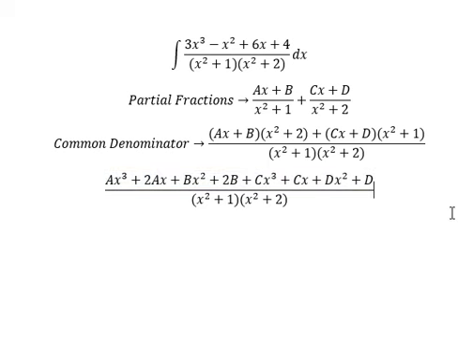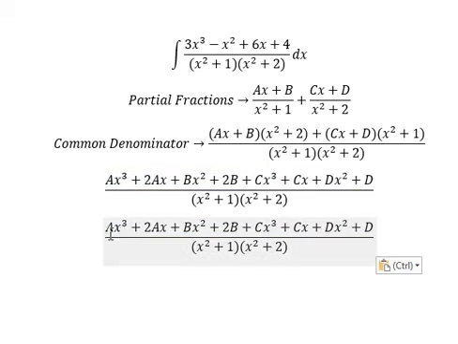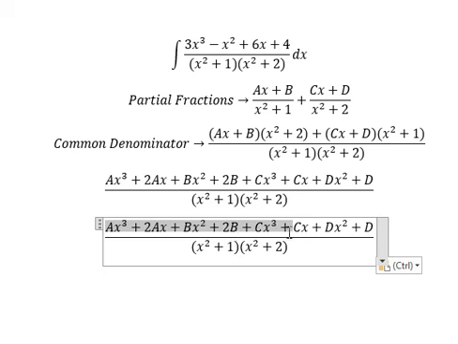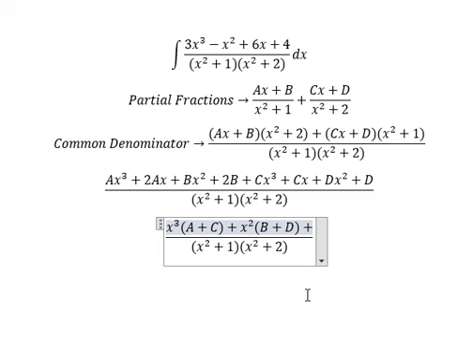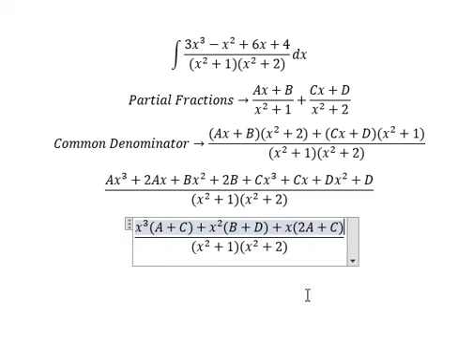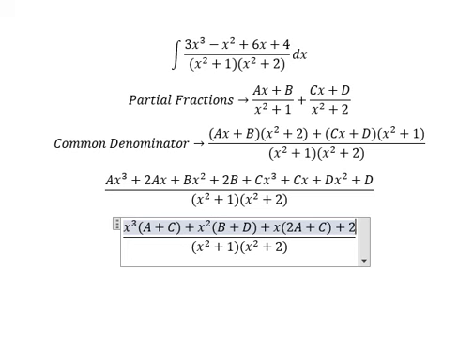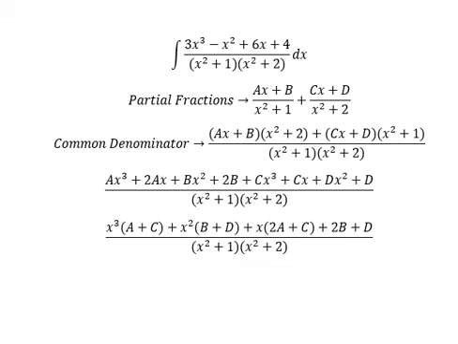Next, we need to arrange based on the terms of s. For s to the power of 3, that is a + c. For s squared, that is b + d. For s, we have 2a + c. For the numbers, we have 2b + d. Now we need to compare coefficients.